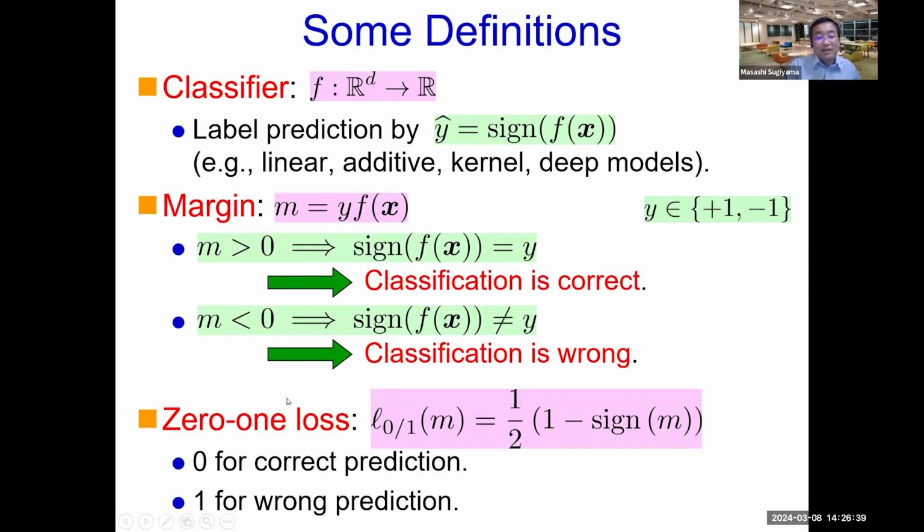And to count the number of the correct answers, 0-1 loss is often used. It is defined in this way. Sign of m is either +1 or -1. If the margin is positive, then sign is 1, and 1 minus 1 is 0. So 0 for correct prediction. If margin is negative, then it's 1 minus -1, so it's 2 divided by 2. So 1 for wrong prediction. So this basically counts the number of mistakes.